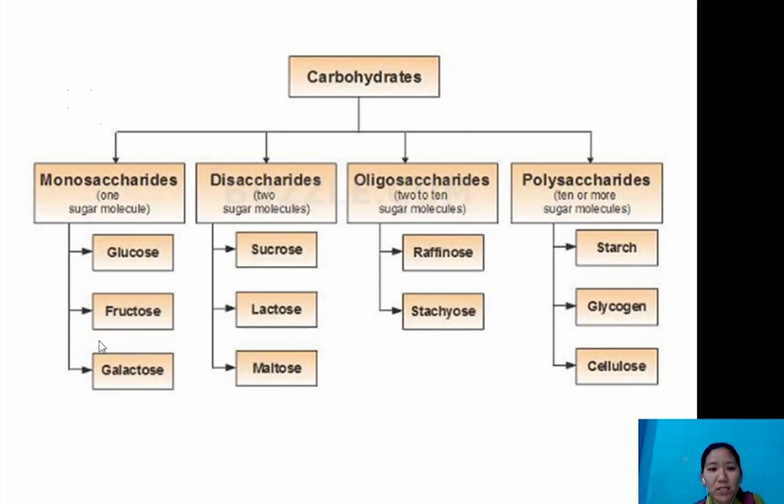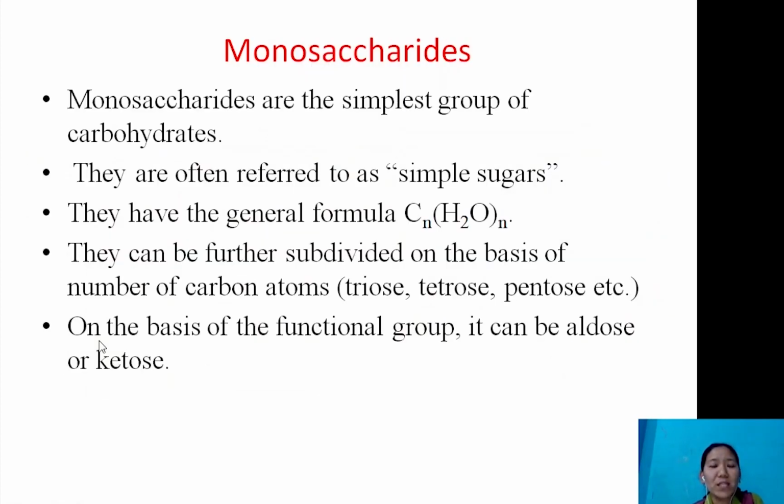So let us say first one, monosaccharides. These are the simplest group of carbohydrates and are often referred to as simple sugars. Let us look at the general formula, CnH2nOn. These sugars are made up of carbon, hydrogen and oxygen, and the ratio is 1 carbon to 2 hydrogen to 1 oxygen. So the ratio of H to O is 2:1.